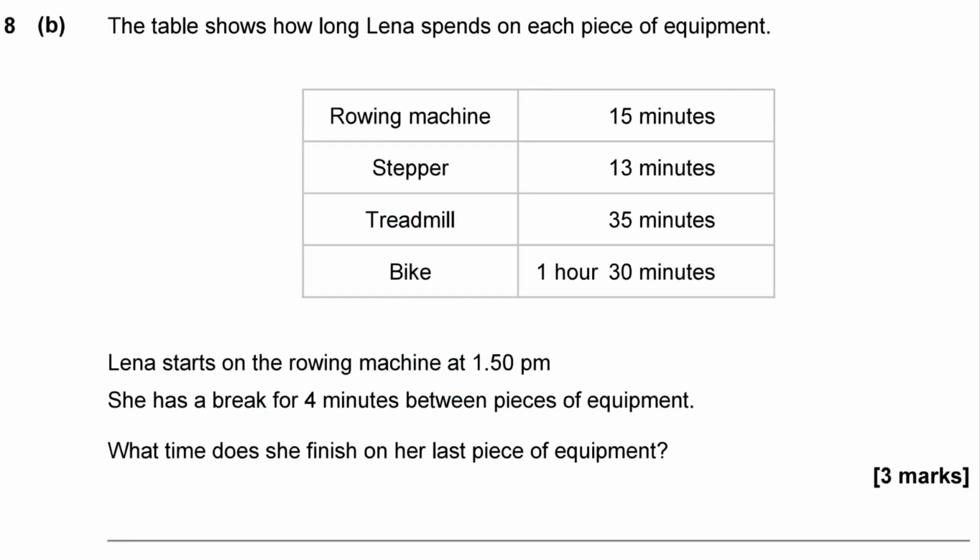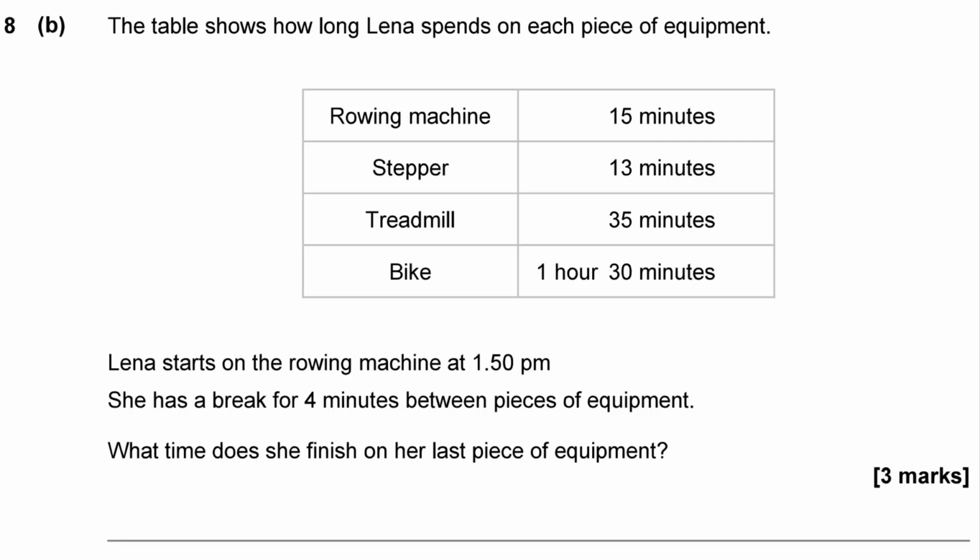Part B is the same scenario, totally different sort of question. Part B says the table shows how long Lena spends on each piece of equipment. Lena starts rowing on the row machine at 1:50 p.m. She has a break for 4 minutes between each piece of equipment. What time does she finish on her last piece of equipment?